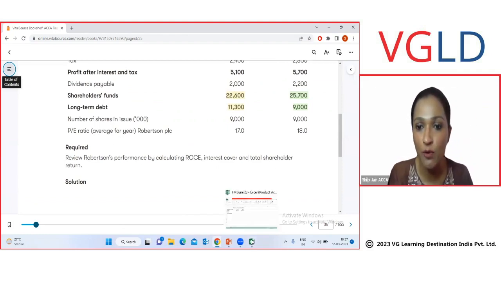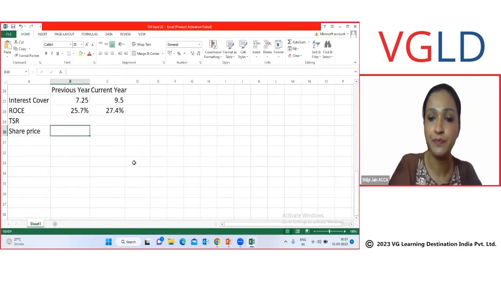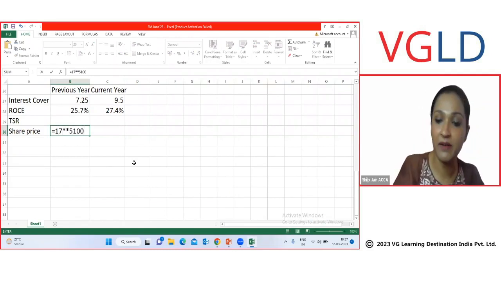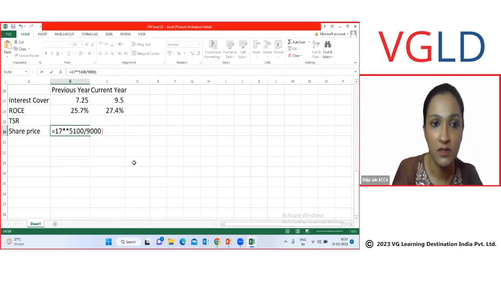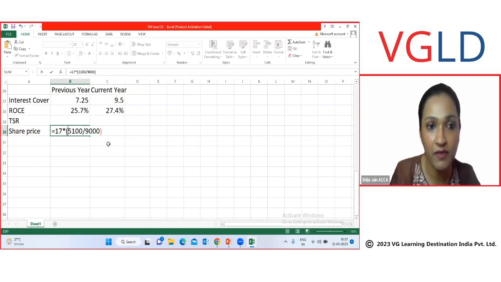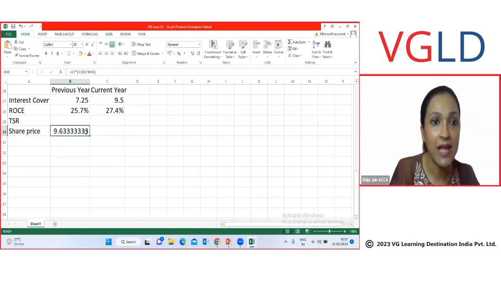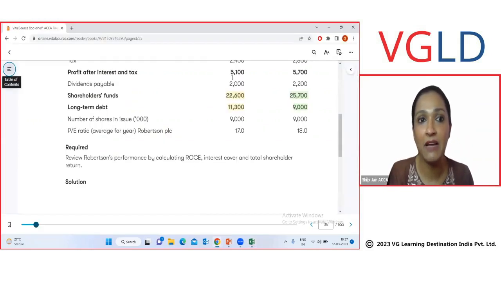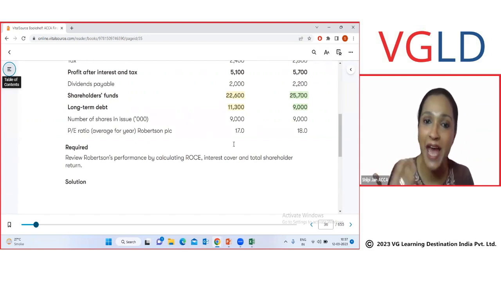So PE ratio, which is 17, multiplied by my profit before interest and tax divided by my total. Okay, apologies for my incorrect application. So that is equal to 5,100 divided by 9,000. So profit after interest and tax divided by my number of shares in issue, which is 9,000, and EPS multiplied by PE ratio will give me the share price.